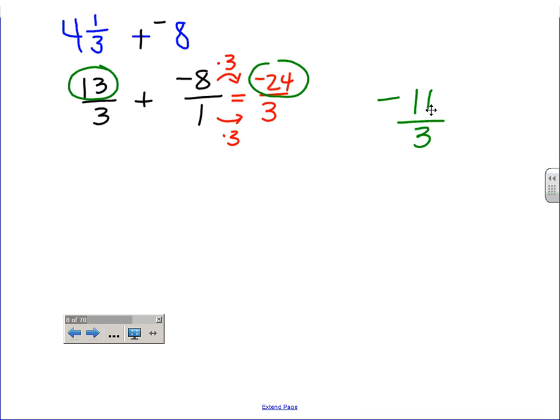I want to change that back to a mixed number. So 3 goes into 11 3 times, which is 9. So there will be 2 left over. So my answer is 3 2/3. Oops, but I forgot my negative sign. Make sure I keep that. So my answer is negative 3 2/3.